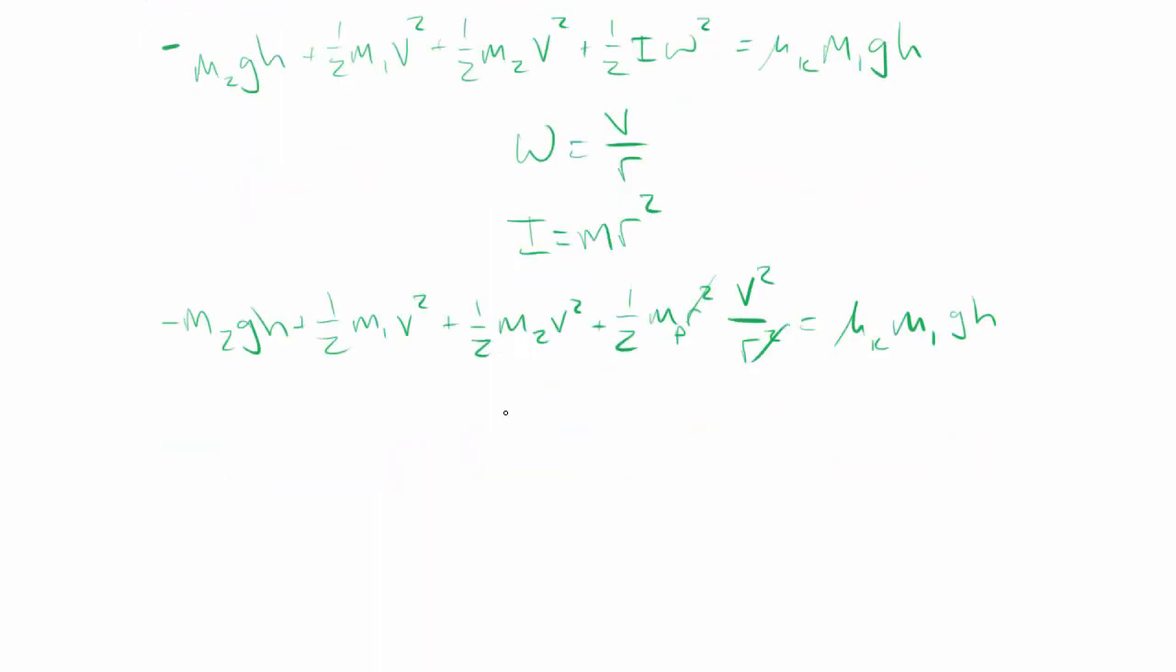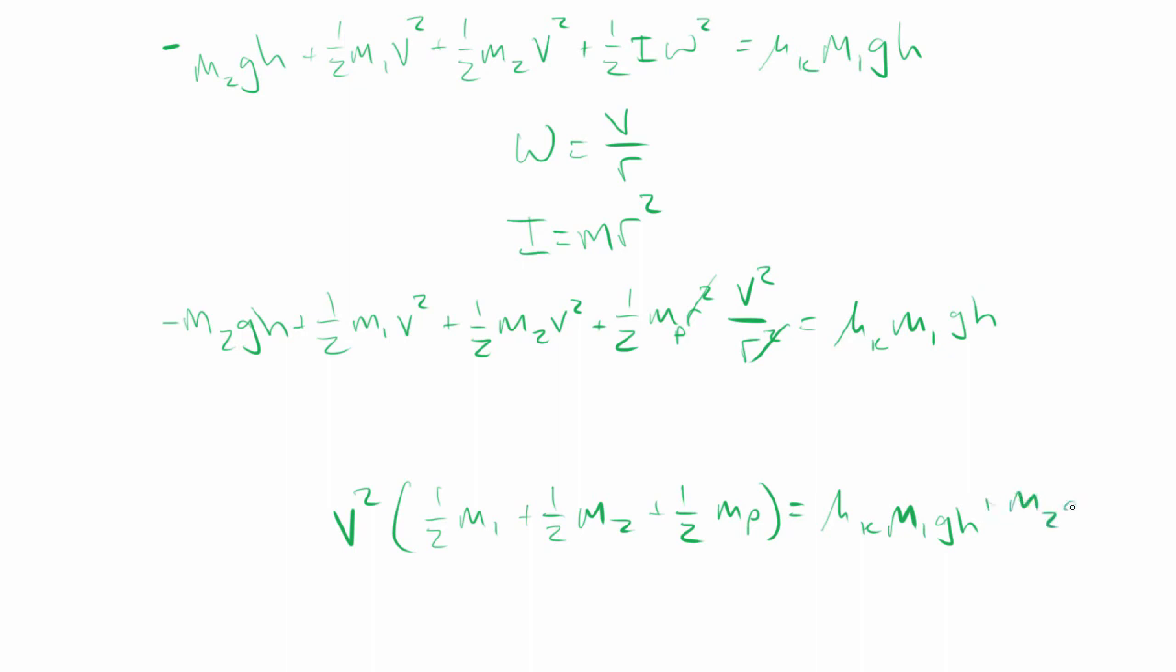Right? Now I just need to solve it for v, because that's what I'm looking for. So I've got 3 terms with v's right here. I'm going to put those on the left-hand side and then move this term to the right-hand side and do some factoring. So I get v squared times 1/2 m1 plus 1/2 m2 plus 1/2 mp. That's equal to mu sub k m1 gh plus m2 gh.